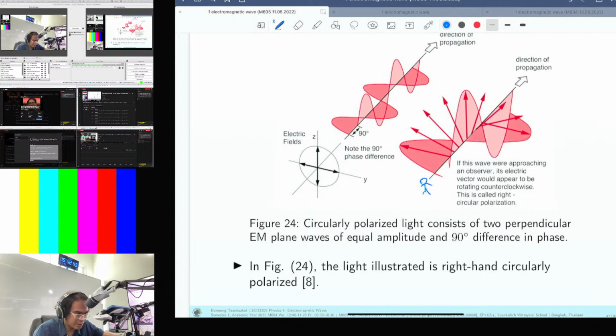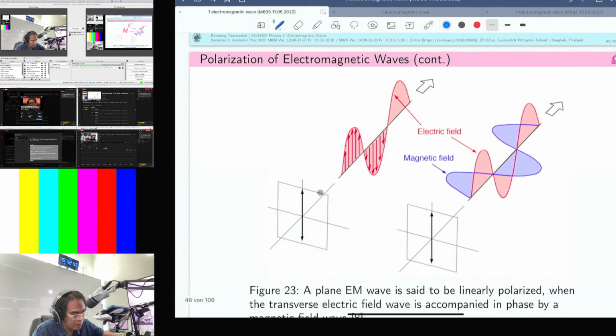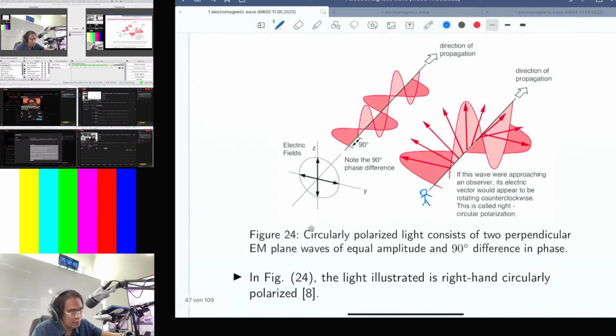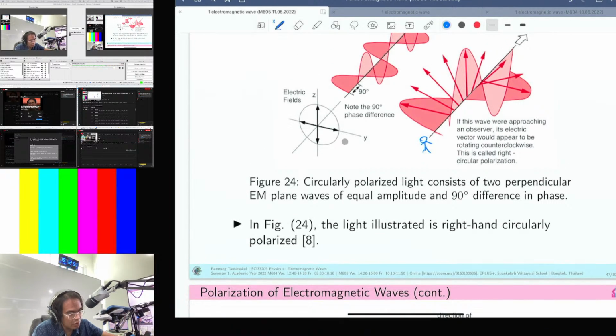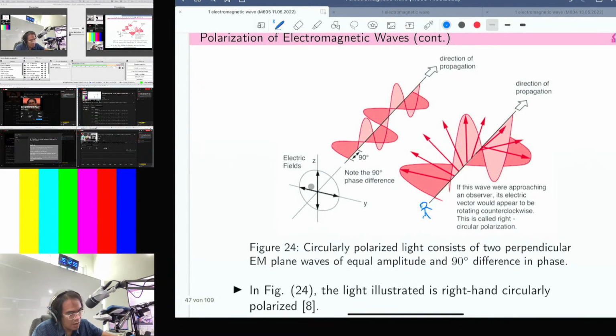This is the second type of polarization. The first type is linear polarization, right? Going up, going down. But this one is going up and going down, and going left, going right, with the same amount of magnitude, and that's why we call it circular polarization.